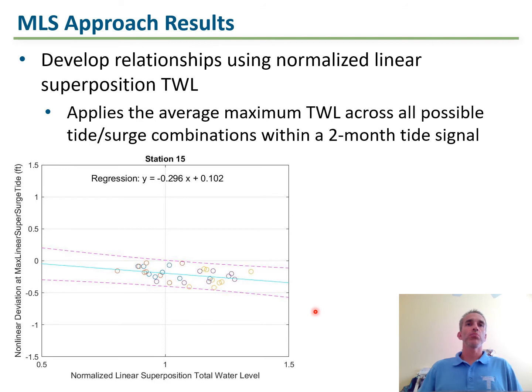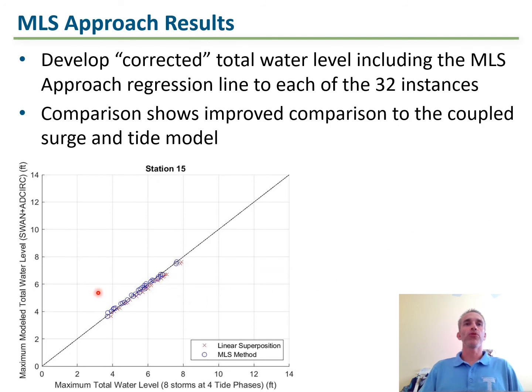And then within each of these plots, we developed a regression line to develop the coefficients with which we would adjust the linear superposition water levels to correct for the nonlinear deviation. So this is the result at station 15 for that regression line. And then we're able to correct the results for the MLS method. So instead of just a simple linear superposition, which are the x's, we have a correction, which then results in values that are closer to the true line, where our linear superposition maximum total water level would match the coupled SWAN+ADCIRC model result that includes both forces.